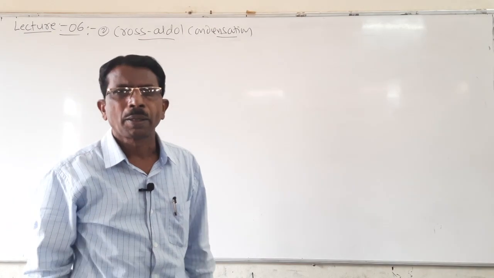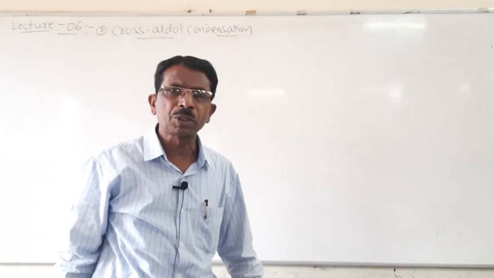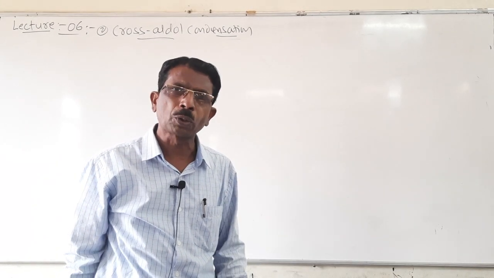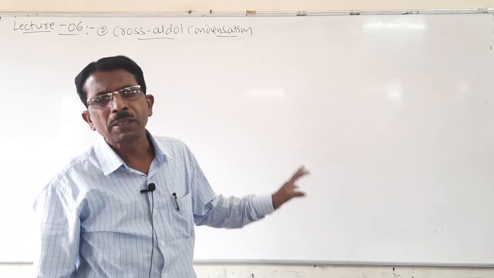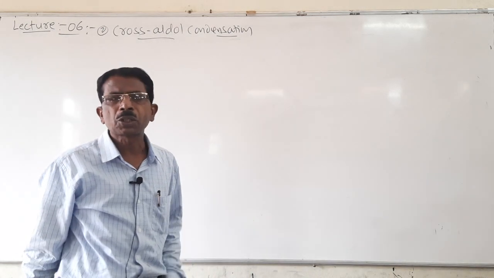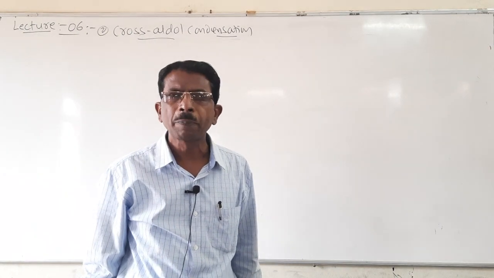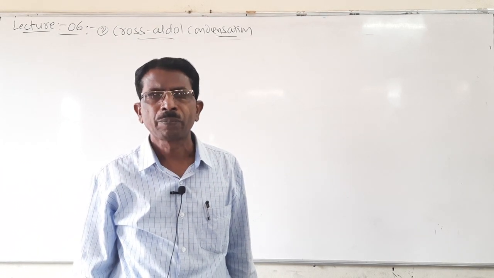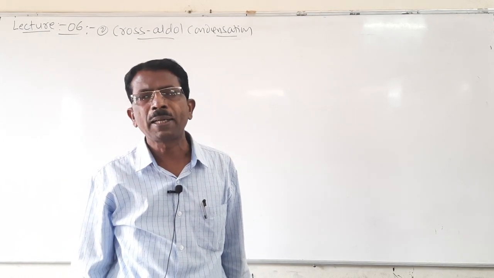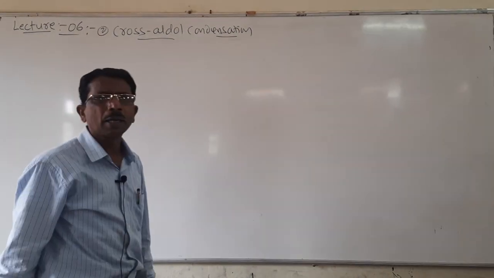Cross aldol means when two different aldehydes or two different ketones, or a mixture of aldehydes and ketones, undergo aldol condensation in the presence of dilute alkali. So it is called cross aldol condensation, and here you will get a total of 4 products. Out of the 4 products, 2 are from cross aldol condensation and 2 are from the same aldehyde or same ketone. So this is called a cross aldol condensation.